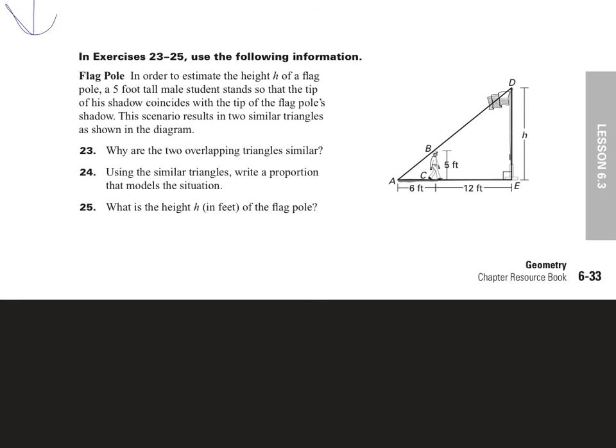So like this is a question that you're asking about, right? It says, in order to estimate the height h of a flagpole, a 5-foot male student stands so that the tip of his shadow coincides with the tip of the flagpole's shadow. The scenario results in two similar triangles as shown in the diagram. Why are the two overlapping triangles similar? So if I look at this triangle that's formed and this triangle that's formed, okay?